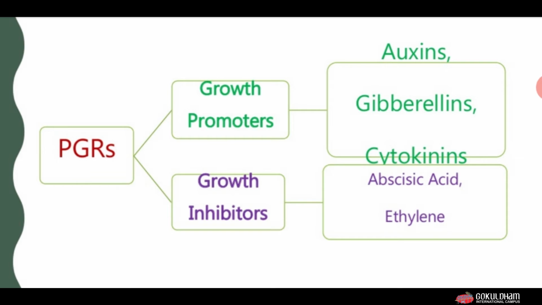In growth promoters, 3 phytohormones are included: auxin, gibberellin and cytokinin. And in growth inhibitors, 2 phytohormones are involved: first is abscisic acid and second is ethylene.